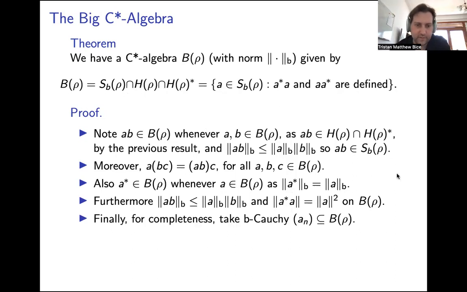These are the key defining properties. I guess the last thing we really have to check, yet again, is that it's actually complete with respect to the B norm. So far we only know it's, I guess, a pre-C star algebra in some sense. So for completeness, take some B Cauchy sequence AN.